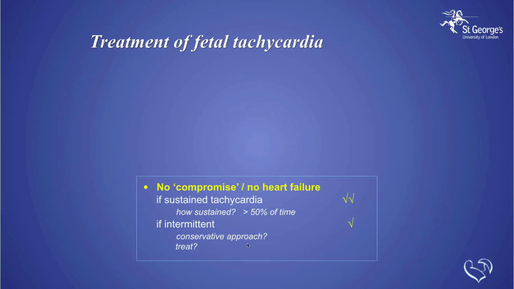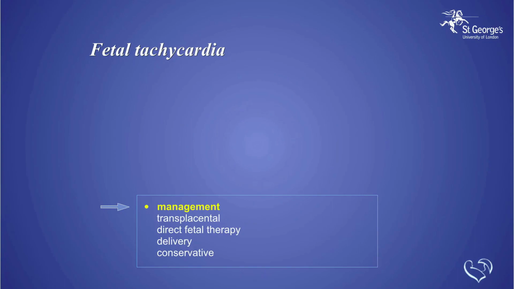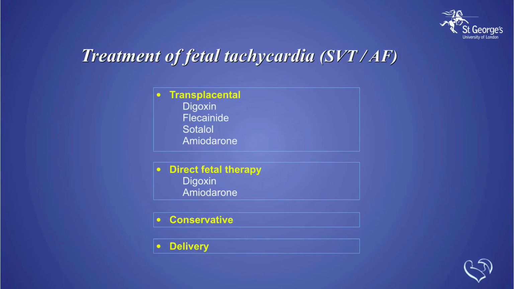I usually take a conservative approach. I might admit the patient to hospital for a day or two to monitor more often, to see how often the tachycardia is happening, and we have got away without having to treat some of these intermittent tachycardias. So management is most of the time transplacental. If you're in trouble, you may have to go to direct fetal therapy or delivery, depending on the gestational age, and conservative if it's not causing any problem and is intermittent. Transplacental treatment, the most common drugs used: digoxin, flecainide, sotalol. Direct fetal therapy: digoxin, amiodarone.